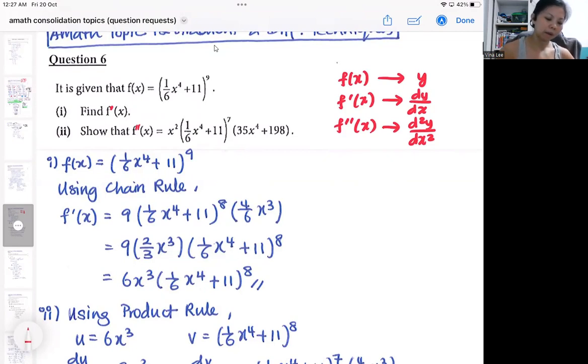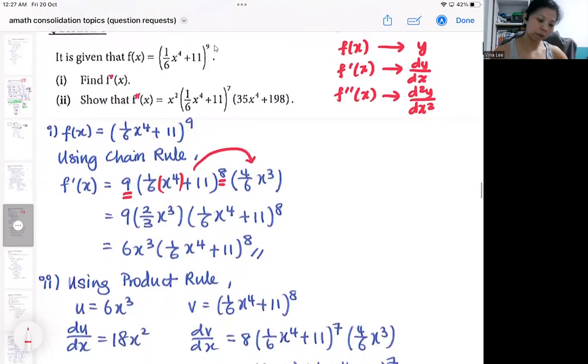So for the first part, if I want to get the f prime, I'll just be using the chain rule, where I will bring down the power, minus one from the power. And do remember to differentiate inside. Differentiating inside is quite easy. It's just bring down the power, minus one on x^4, and you will get 4x^3 multiplied by 1/6. So remember to bring down power, minus power, differentiate inside. If you simplify, I choose to simplify the algebra and then leave the bracket alone. That is a power 8 bracket. So I think the first part is rather easy.